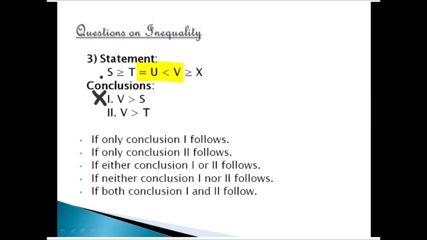Conclusion number 2, V to T. Yes, as we traveled before, we can move from V to U and U to T. And as we discussed in our previous slide, if this kind of sign is there in a conclusion, then all these three signs are valid. So from V to T direction we can move from V to U and then U to T. So this conclusion is true.